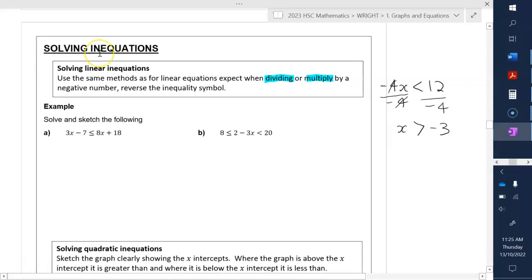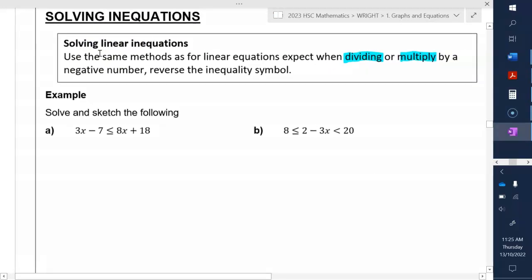Okay, so let's just jump straight into our questions and have a go. You're probably quite familiar with doing these. We're just going to use our normal algebra and work the same as if it wasn't an inequality sign in there, instead of an equal sign. The only difference will be when we divide or multiply by a negative number, we're just going to flip that sign the other way.